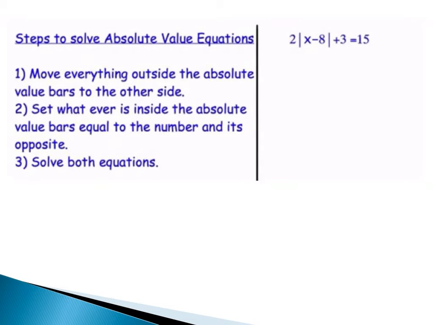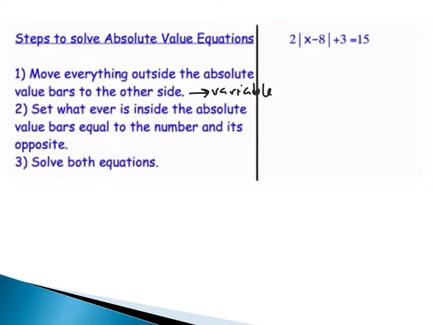Okay, so here are the steps, basically what I just did in that previous example. The first thing, we didn't have this in the previous example, but the first thing we're going to do is try and isolate the absolute value bars, meaning we're going to take anything that's outside the absolute value and move it to the other side. In this case, we're going to treat the absolute value almost like its own variable, meaning we're going to solve for it like we would x. Once we have the absolute value by itself, then we're going to set whatever number is inside equal to the number on the outside and its opposite. Okay, so set whatever's inside the absolute value bars equal to the number and its opposite. That means the positive or the negative. And then we're going to solve both equations.